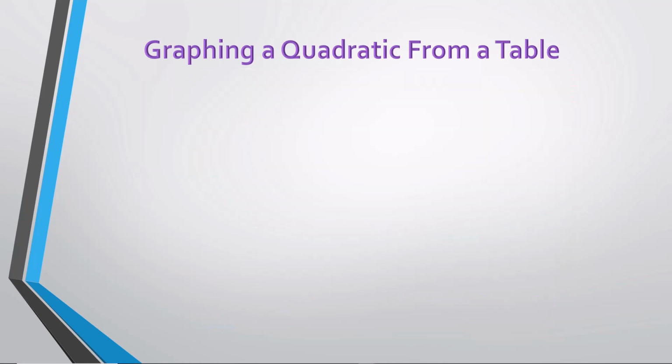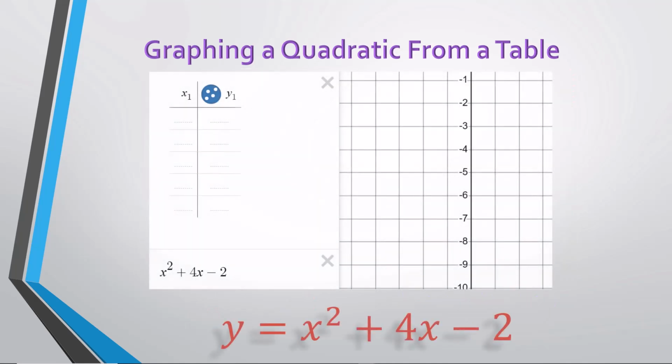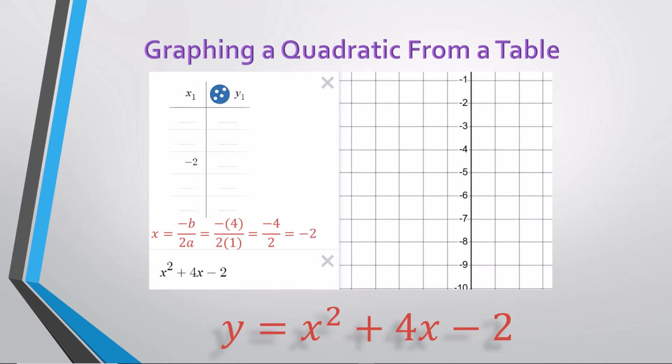Let's try another quadratic equation, y equals x squared plus 4x minus 2. First, we need to find the x value of the vertex to know where to start. We use the formula x equals negative b over 2a, replacing b with 4 and a with 1, which evaluates to -4 over 2, and simplifies to -2, which we place in the middle row of the table, representing the x value of the vertex.